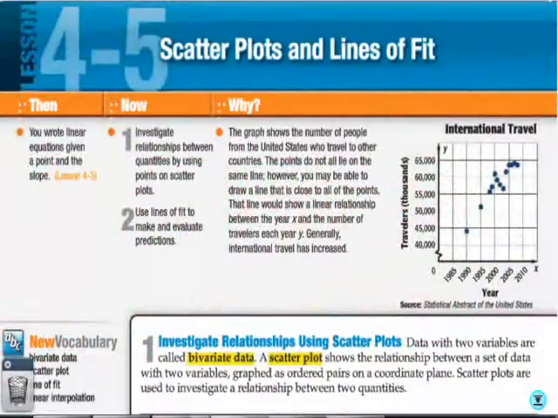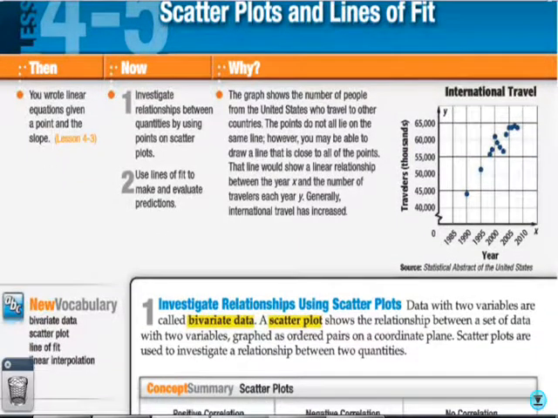Alright guys, welcome to the notes on 4.5. We're going to look at scatter plots and lines of fit. Scatter plots are just plotting data. You guys have done a lot of this before. We're just going to take it to a whole other level. So that's what we do around here. We take things to a new level.